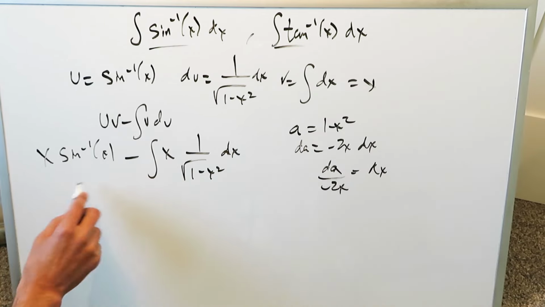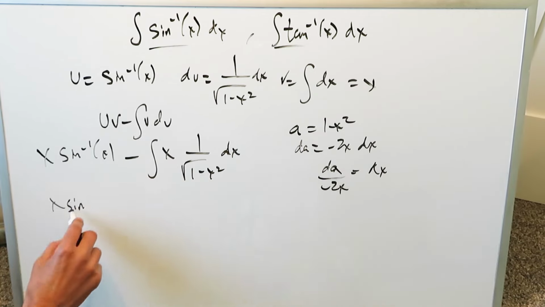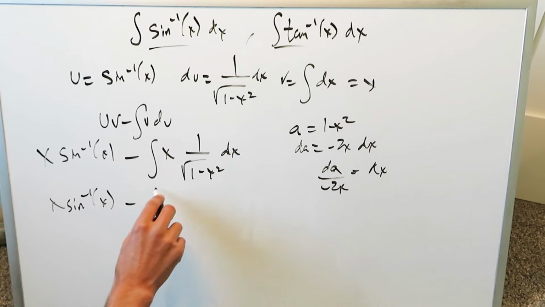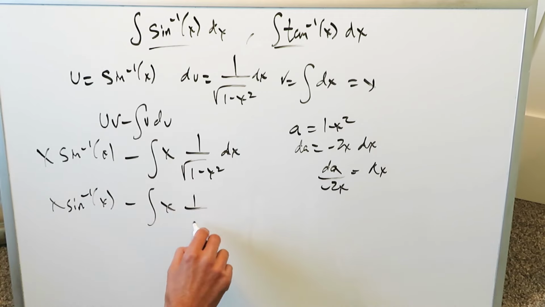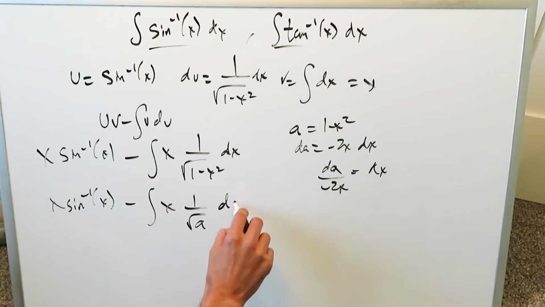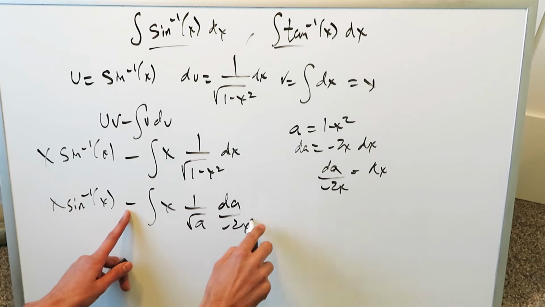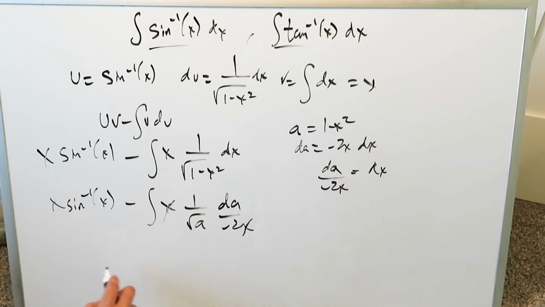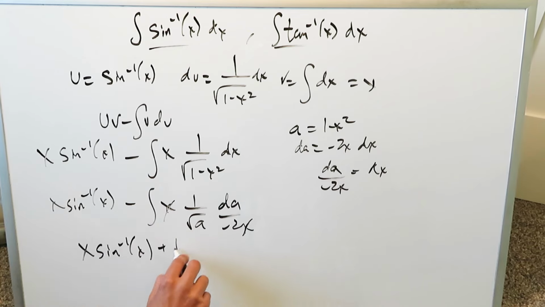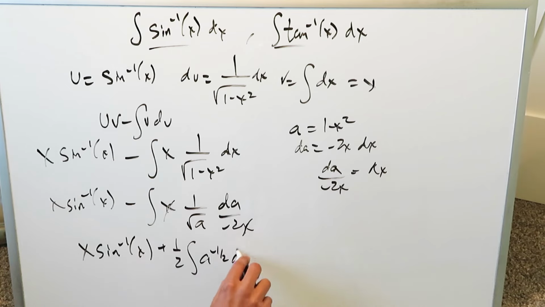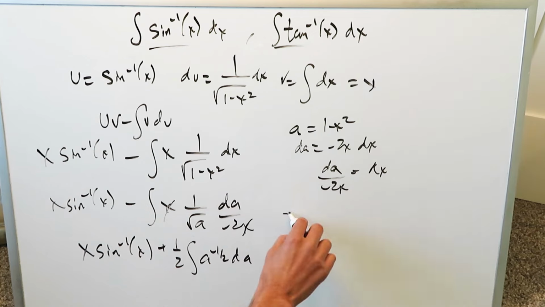Bring that in here. This part here remains as is, x inverse sine x minus x over root a. dx is going to be dA over minus 2x. This minus will convert that into a positive. The x will cancel out. We'll bring a 1 over 2 out. x inverse sine x plus 1 over 2 integral a to the minus 1 over 2 dA. I'm bringing this up. When you do the final integration, you know it's easy.